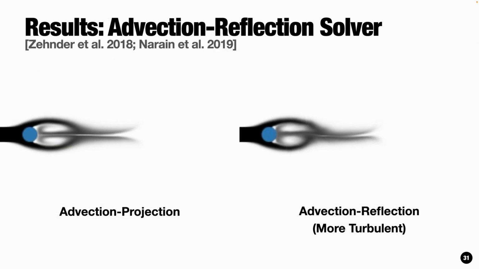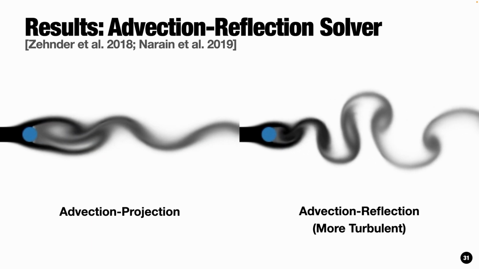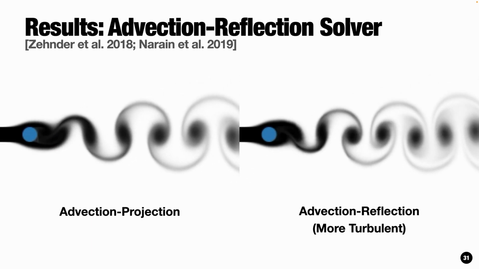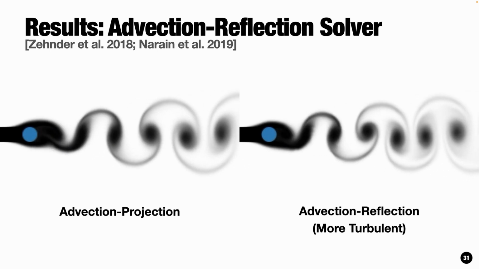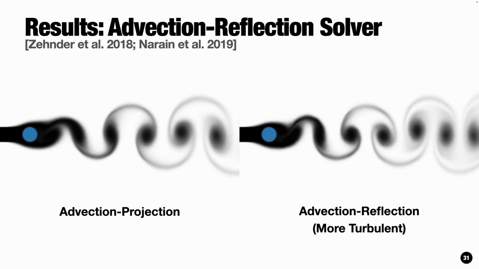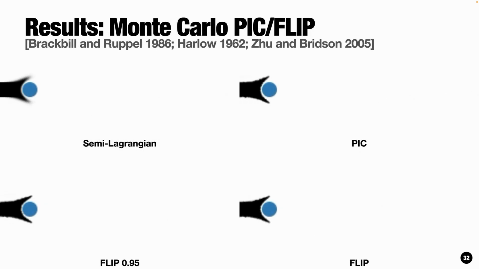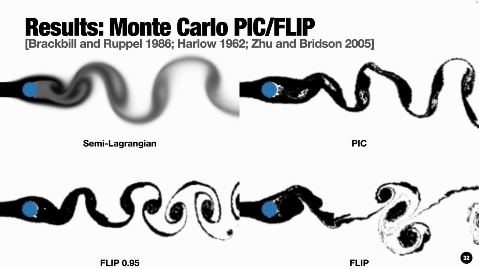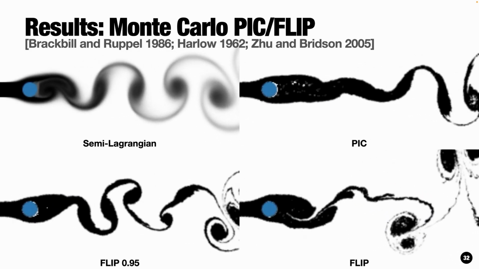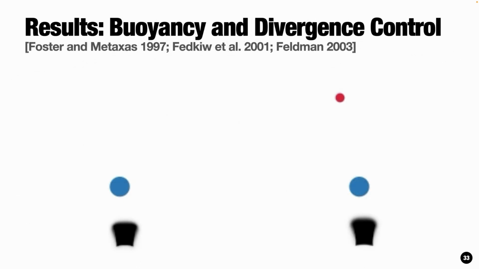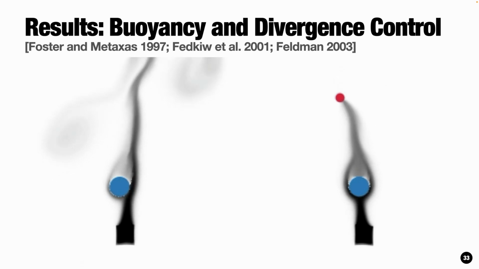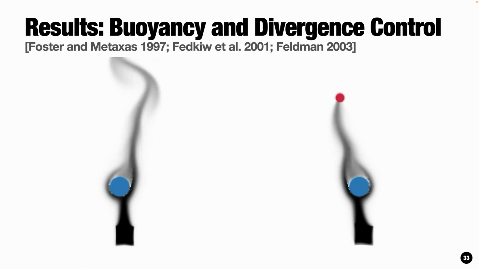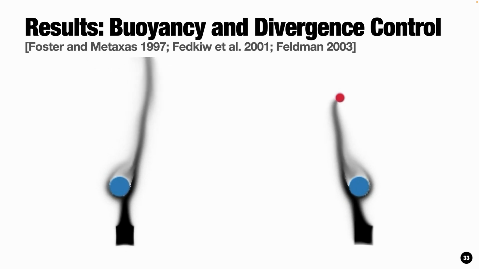The next one is the application of the advection-reflection method to our framework, made possible by the velocity-based formulation. Compared to the one with advection projection, we get a more turbulent result. We can also replace the semi-Lagrangian advection step with a particle-based PIC/FLIP advection to reduce numerical dissipation. The classic buoyancy and divergence control techniques were not applicable to the vorticity-based Monte Carlo method, but they are straightforward to implement within our framework.